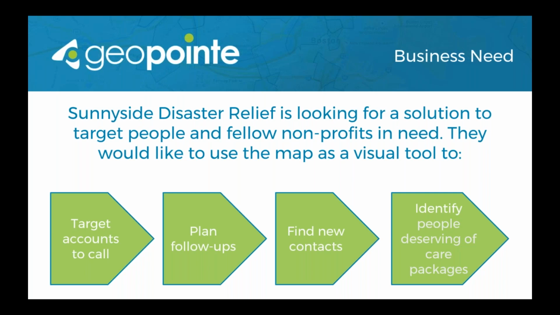First, they want to target accounts to call. Then they want to plan some follow-ups and decide how they want to follow up with those individuals based on their call experience with them. They also want to be able to find new contacts and create new contacts directly from the map, so they don't have to keep switching back and forth between lots of Salesforce screens. And then they also want to identify people who need care packages and get them added to a campaign. So they could do all of this with Geopointe out of the box, but there are things that can be done to just make the experience easier and faster for their end users.